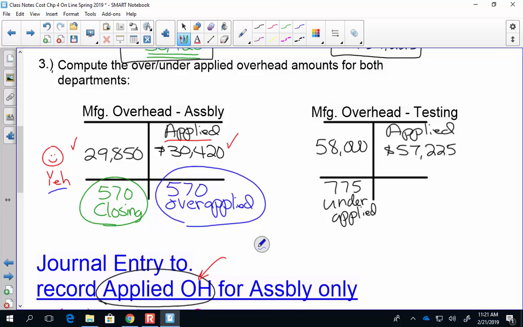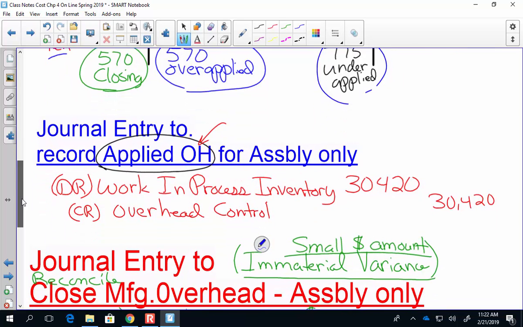I'm saying yeah here because it's always better to be a little bit over applied than under applied. We don't want a huge adjustment to our cost of goods sold. And over here, I'm looking at an under applied amount. With that, I also show the applied entry to work in process and to our overhead control.